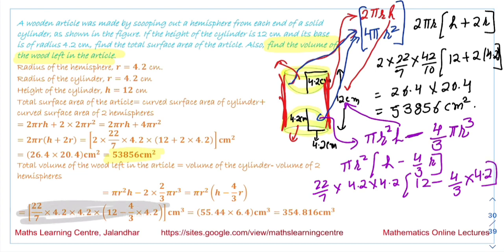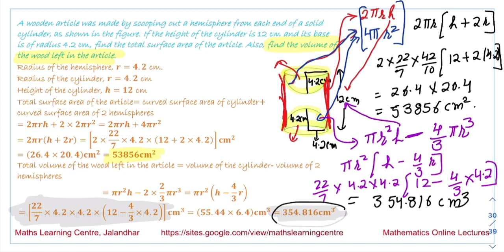This is the value shown over here. On multiplying these values and calculating, we obtain that the total volume of the wood left in the article is 354.816 centimeter cube. So this is the wood left in the article.